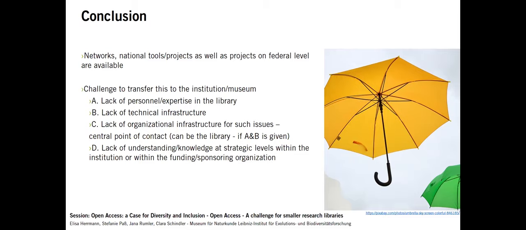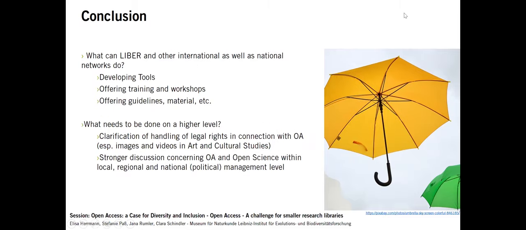Very helpful are networks like LIBER, as they develop tools that we can reuse, offering trainings and workshops, and also the guidelines and materials that we can use, although sometimes they are not specifically focused on the needs of small libraries. What needs to be done on a higher level is more clarification on how to handle legal rights in connection with open access. We have a lot of obstacles right now with the DIA projects in Germany, as you may have heard. There also need to be stronger discussions concerning open access and open science within the local, regional, and national political science management level as well.